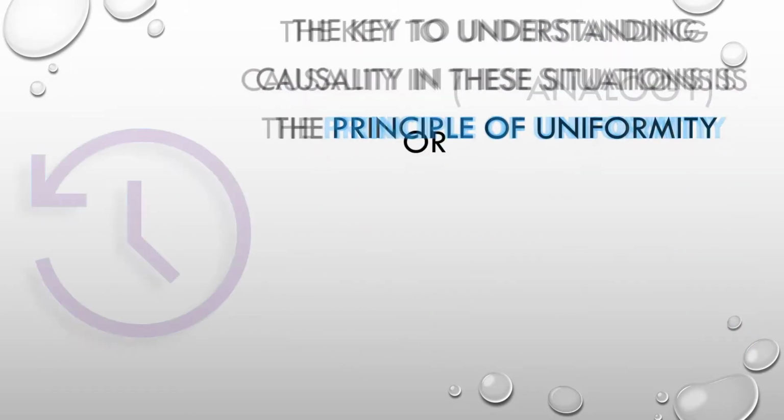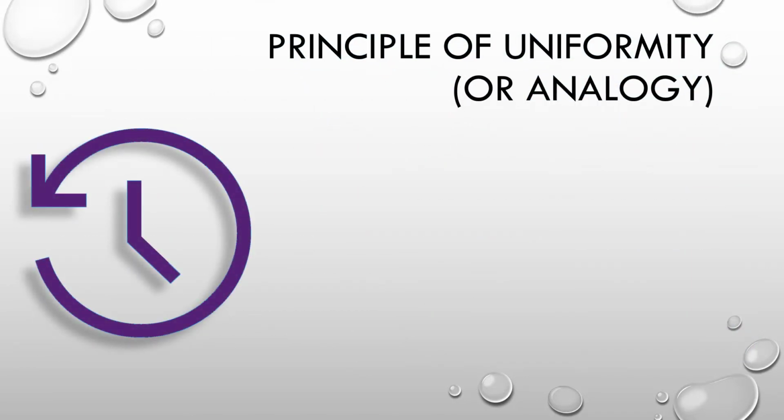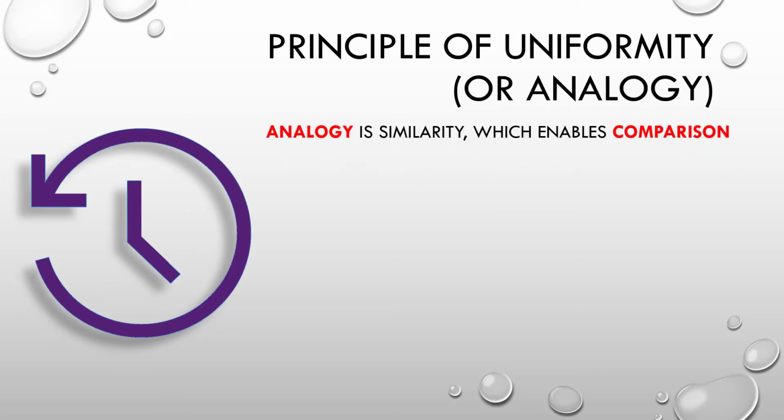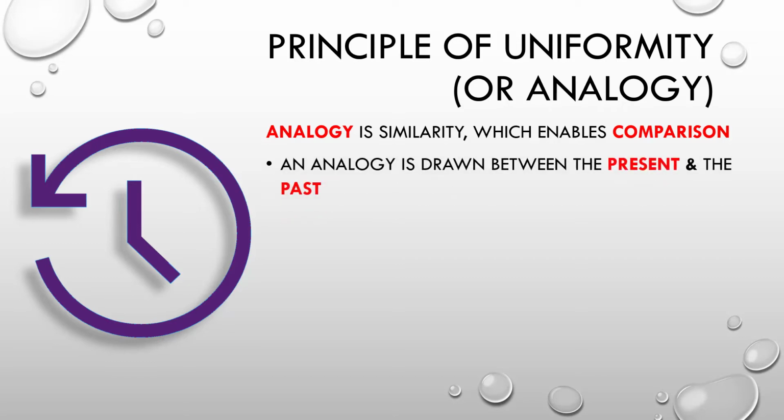We studied analogy some time ago, so it might be helpful to review it just a little bit. Analogy is similarity between like features of two things which enables comparison, or an inference from one particular to another particular. In historical science, an analogy is drawn by comparing the present with the past.